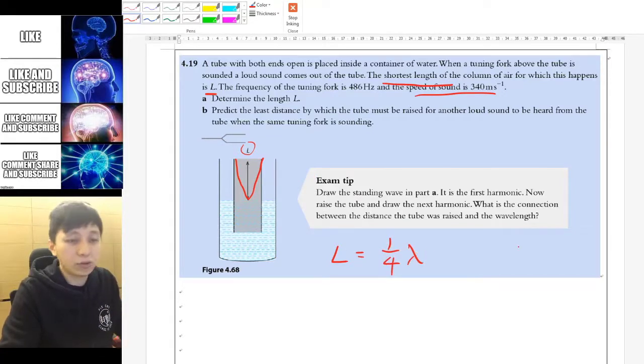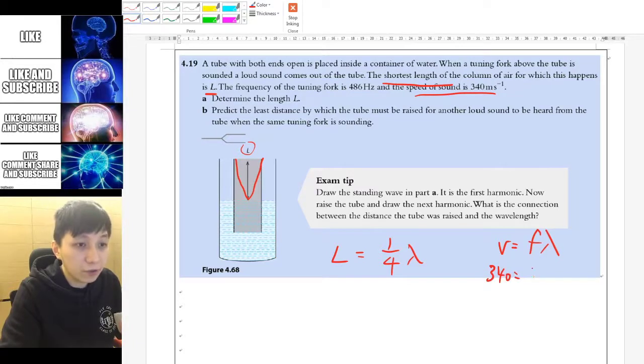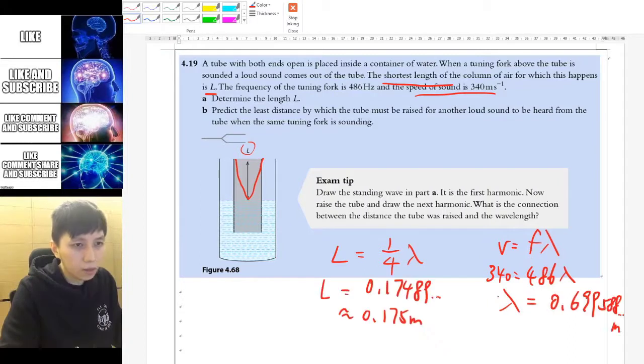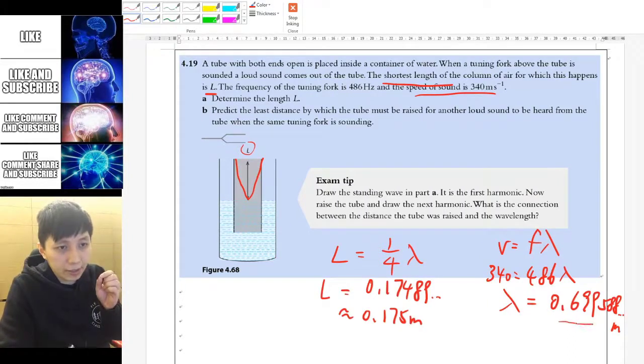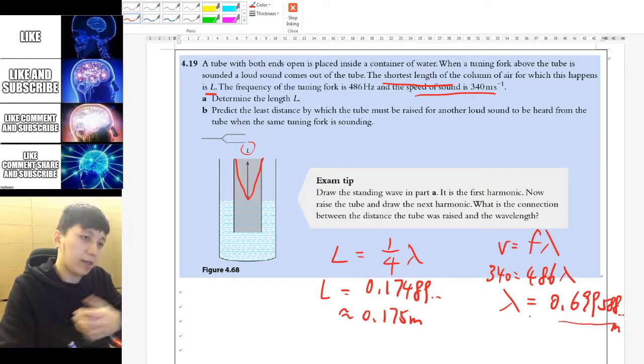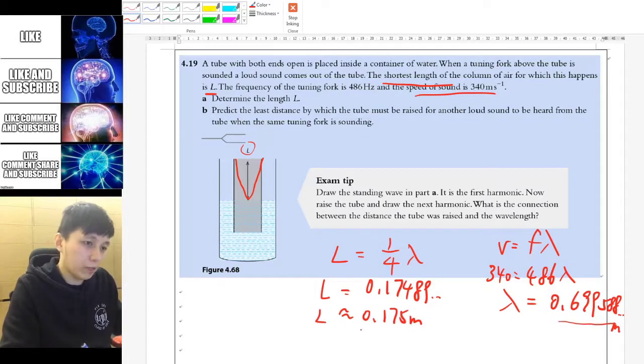By using the wave equation v equals f lambda, you can substitute 340 from the question and frequency 486, and find lambda to be about 0.69958 meter. Then you divide by 4 and you can find L. Eventually the answer will be 0.175 meter.